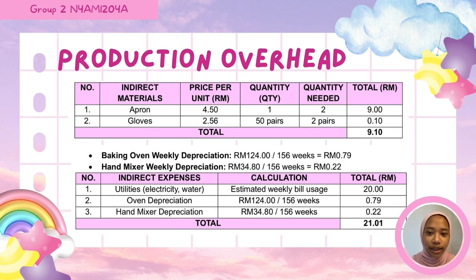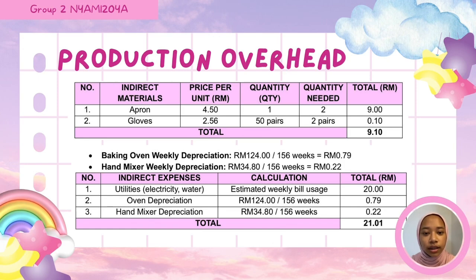Our production overheads include indirect materials, specifically aprons and protective gloves, which total RM9.10. Shared utilities for electricity and water are allocated at an estimated weekly rate of RM20. As for the capital assets, depreciation is calculated linearly based on an expected 3-year useful lifespan, which equates to 156 weeks.